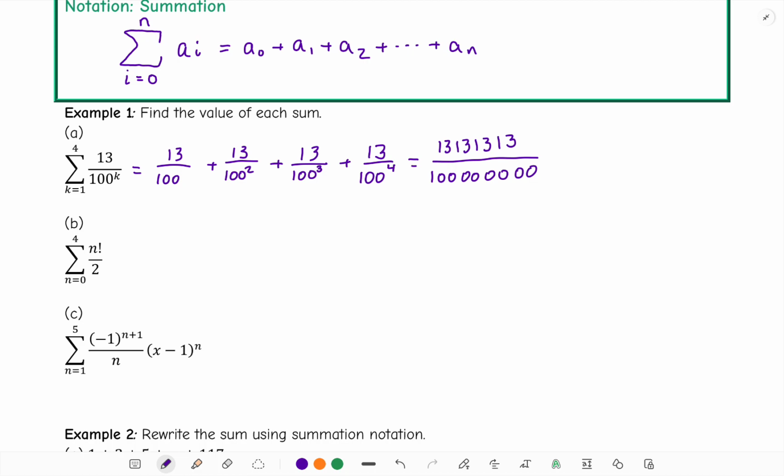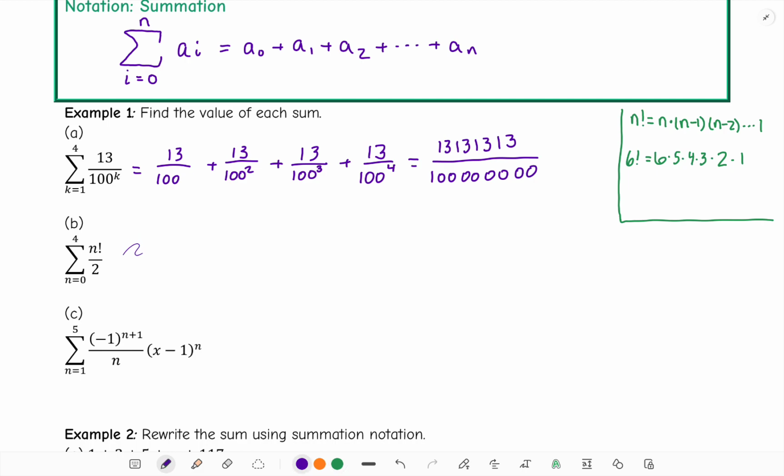Now for B, you do need to know what n factorial means. I'll do that off to the side over here. N factorial means to take n times n minus 1 times n minus 2 times, and you keep decreasing the number until you get to 1. So for example, 6 factorial is equal to 6 times 5 times 4 times 3 times 2 times 1. And you would multiply that together.